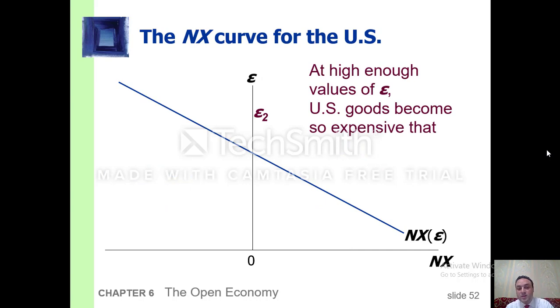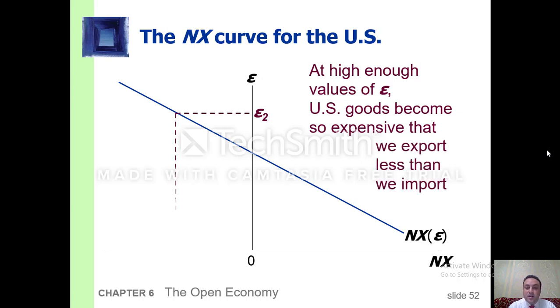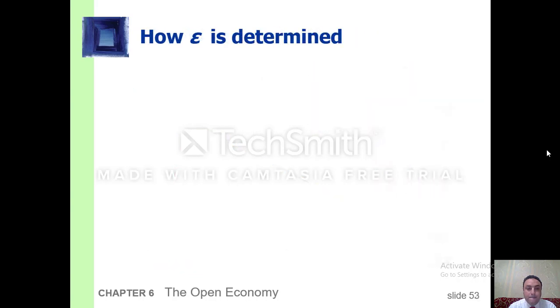But at a high enough value of the real exchange rate, the US goods become so expensive that we export less than we import. So in this case, we can see the net exports will be on the left side of zero, negative or minus.